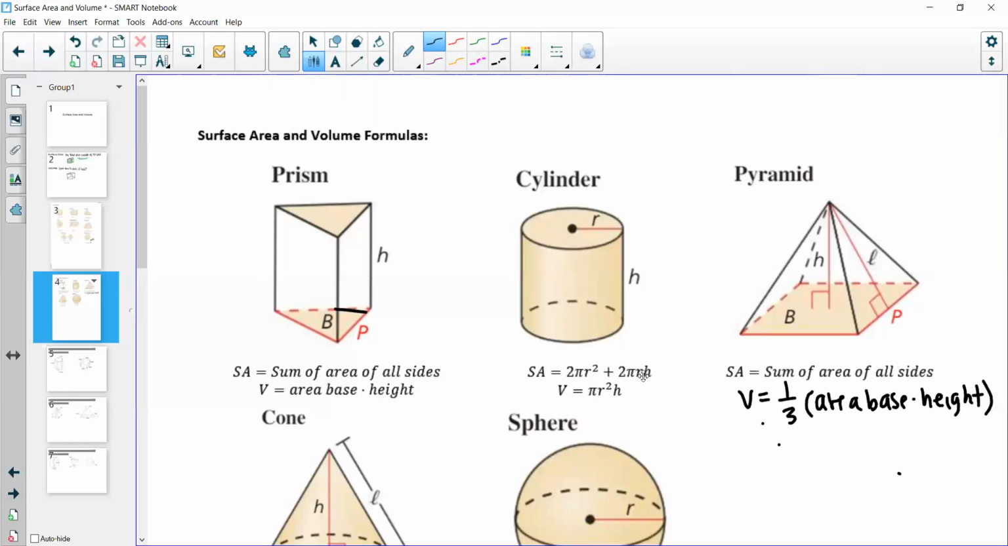Now a pyramid, to find the surface area, we just do the sum of all the sides. So the base plus the sum of the 4 triangles that it creates, or 3 triangles, or however many. The volume is going to be the area of that base times the height divided by 3, or times 1/3.